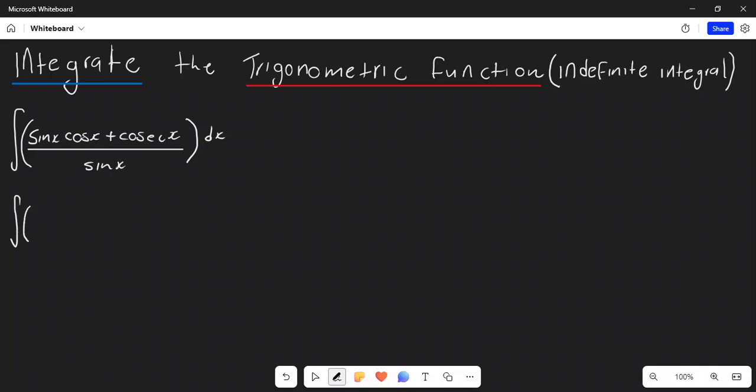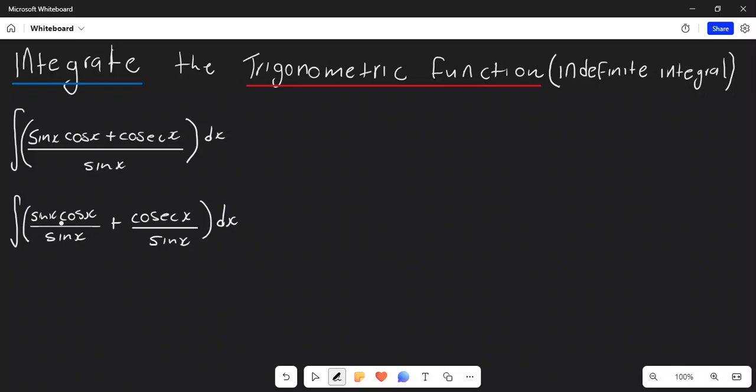You can say sine x cos x, I hope you guys can see, divided by sine x, plus we have plus here, so we can write cosec x divided by sine x. There we go. Remember, when we simplify, the sigma and the dx remain there.